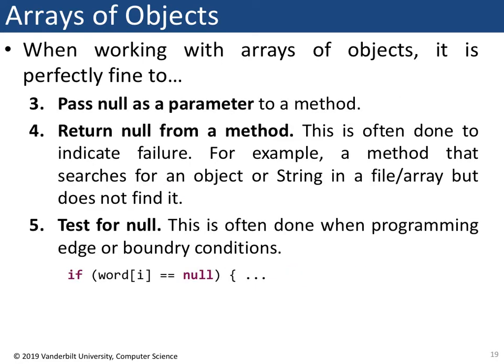We can pass the value null to a parameter in a method. We can even return the value null from a method. And this is done a lot of times if you are searching for something and can't find it. Null is the "we didn't find it here." You can test for null. So you can check to see if a value is equal to null. So if you wanted to know whether or not a particular element of an array pointed to an object or not, you could check to see if it was equal to null. And this is going to be important. We're going to talk more about that.